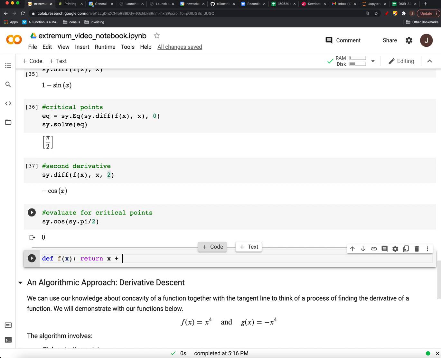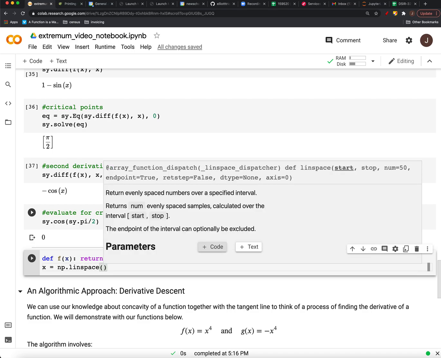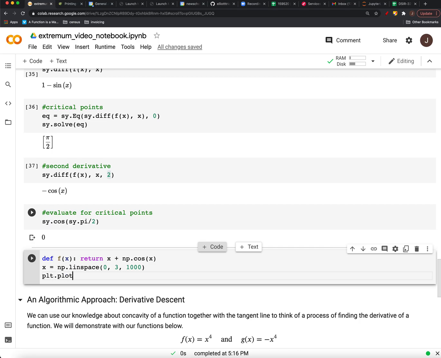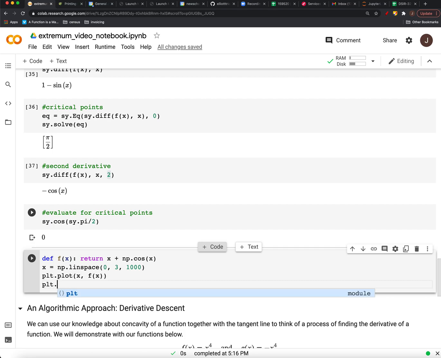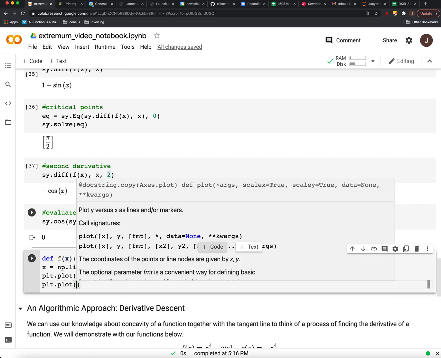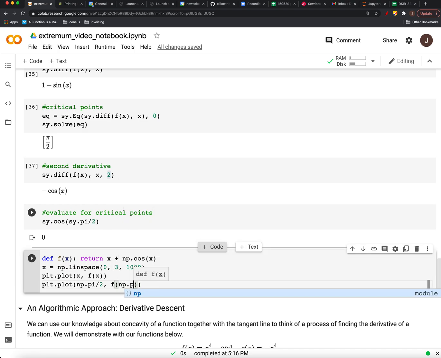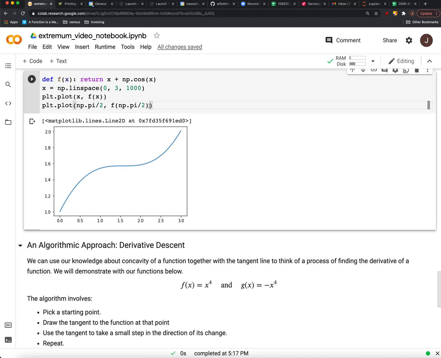Return x plus np.cos of x, and we'll define x to be numbers now. And we'll go from pi over 2, that's like 1.5, so we want to make sure that we get that. And we'll plot it. And we'll also plot that point. Right? np.pi over 2 and f of np.pi over 2. Make it a circle.